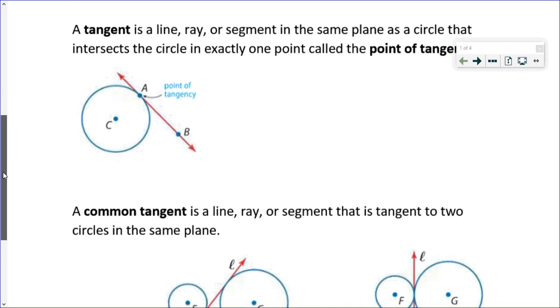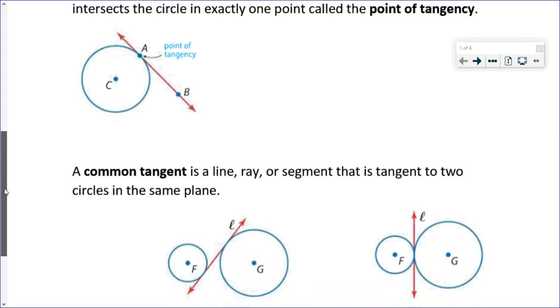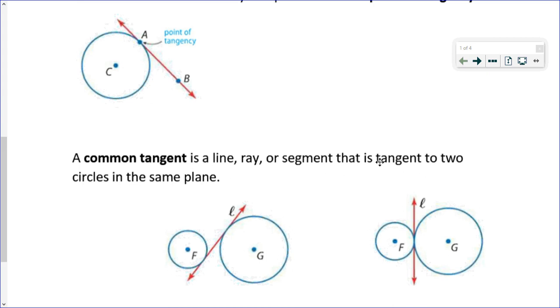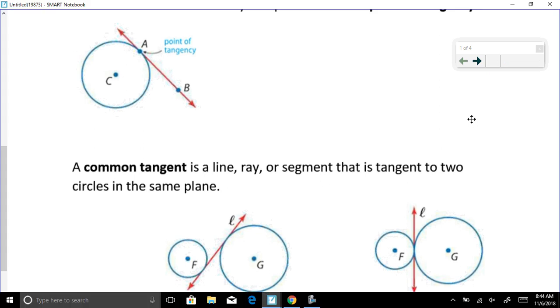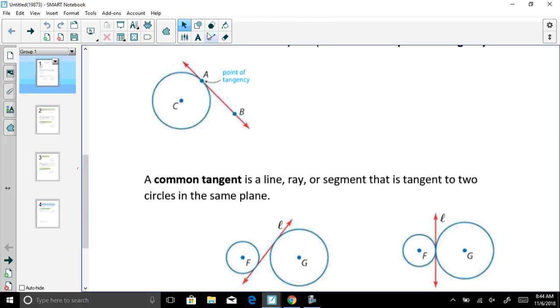Get another definition here. A common tangent. A common tangent is a line, ray, or segment that is tangent to two circles in the same plane. So common tangent would be a line. So here line L, it is tangent to circle G as well as circle F. So it is a common tangent. Here line L, again, common tangent to F and G. It intersects both there at that point of tangency.